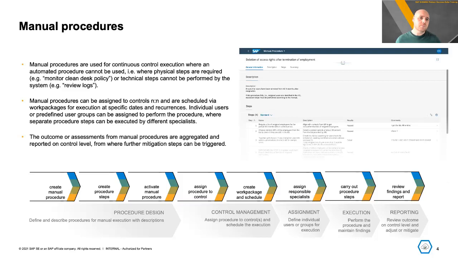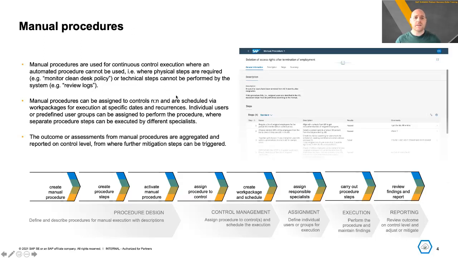You would use manual procedures wherever you cannot use an automated procedure, meaning, for example, where you have a physical interaction. For example, you have a clean desk policy. Monitoring the clean desk policy is very hard to do via a CDS view. So you have somebody walk through your offices looking for personal data files on desks, or maybe lift up a keyboard once in a while and see if there is a password noted below it.